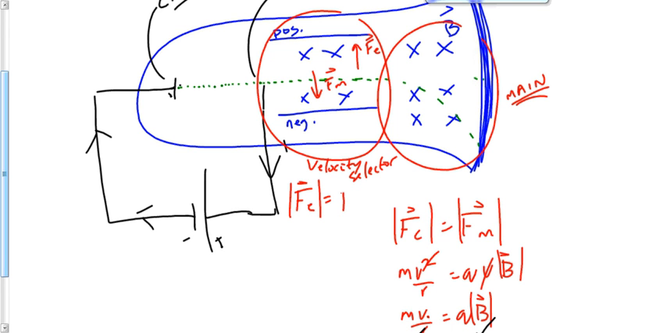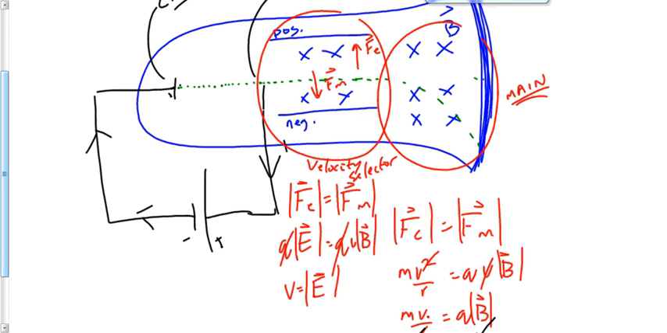We say Fe equals Fm. The electric force is Q times the electric field, and the magnetic force is QVB. Q's cancel. I get V is equal to electric field over magnetic field.